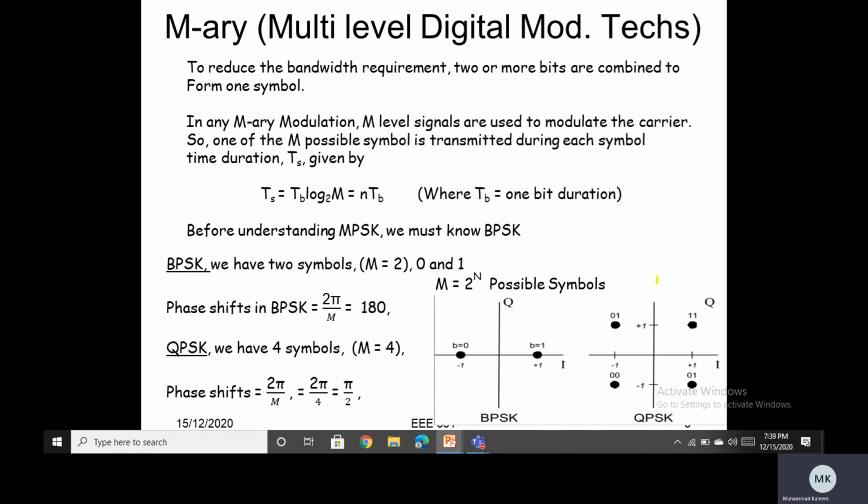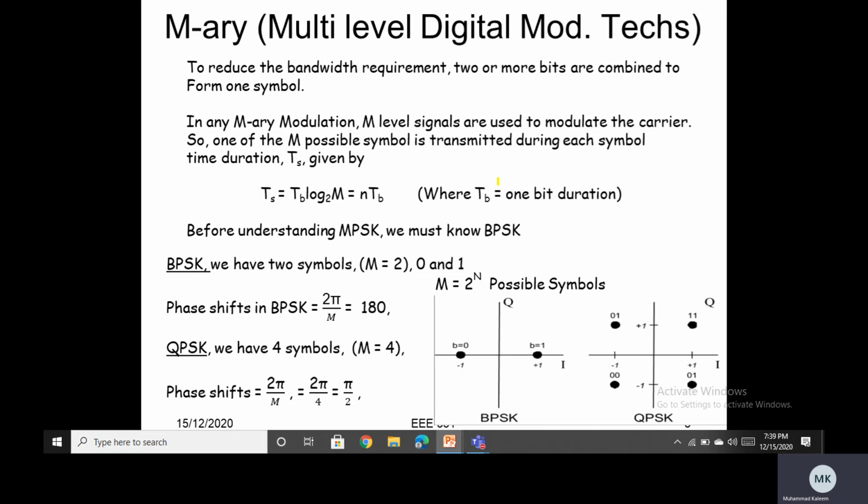Well, the transmission power and bandwidth are very important parameters while designing any communication system. To reduce the bandwidth requirement, two or more bits are combined to form one symbol. So in any M-ary modulation, M-level signals are used to modulate the carrier. So one of the M possible symbols is transmitted during each symbol duration time Ts.